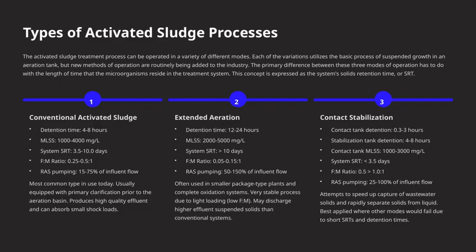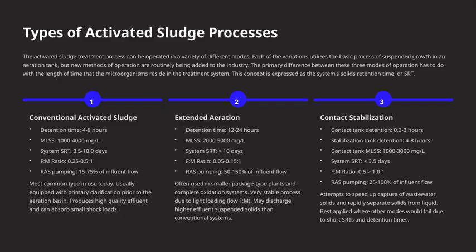Next, we have extended aeration systems. These operate with longer detention times, about 12 to 24 hours, and higher MLSS levels, roughly 2,000 to 5,000 milligrams per liter. Their SRT exceeds 10 days, making them more stable, especially in smaller or packaged treatment plants. The F/M ratio here is lower, around 0.05 to 0.15 to 1, reflecting lighter loading. RAS pumping can be quite high, up to 150% of influent flow. While very stable, they may discharge slightly higher suspended solids compared to conventional systems.